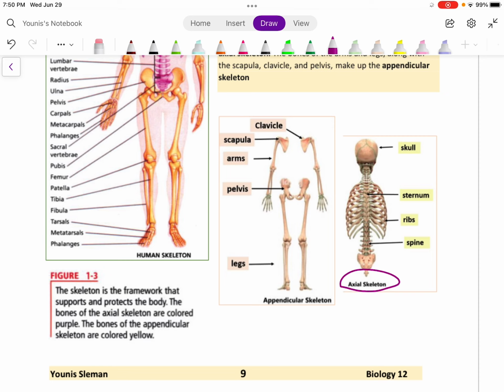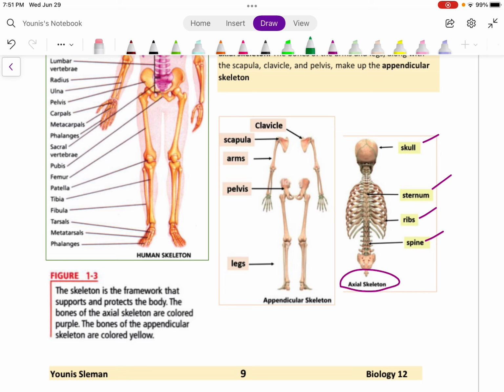is made up of bones like the skull, sternum, ribs, and spine. Why is it called axial? Axial means from the axis, the bones that make up the center of the skeletal system. So again, they make up the skull, the sternum, ribs, and spine.